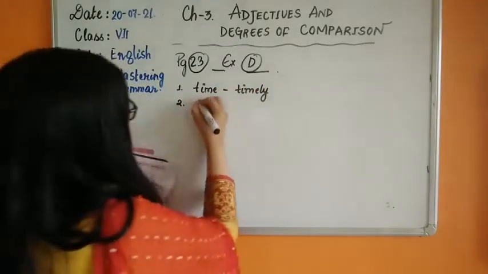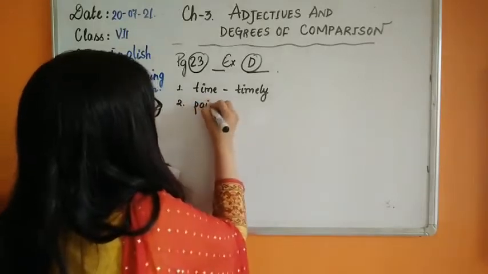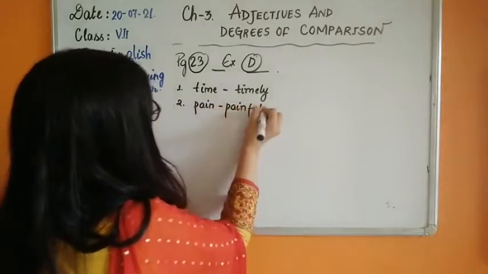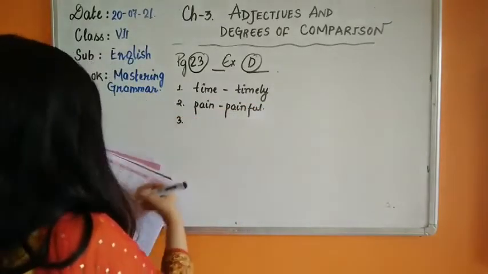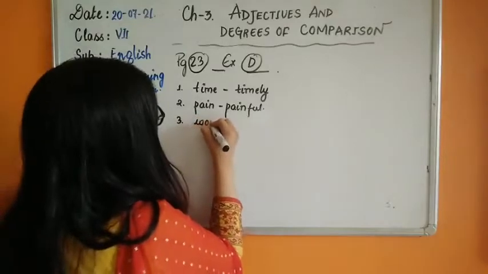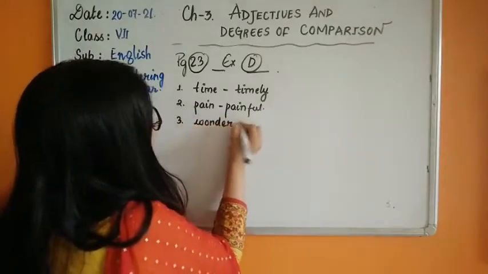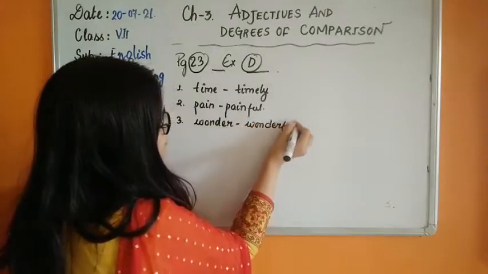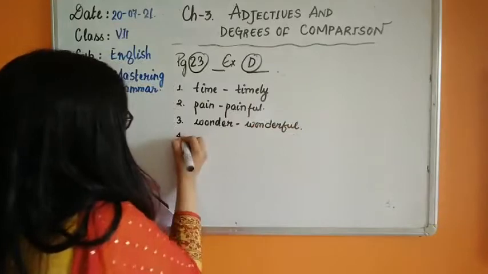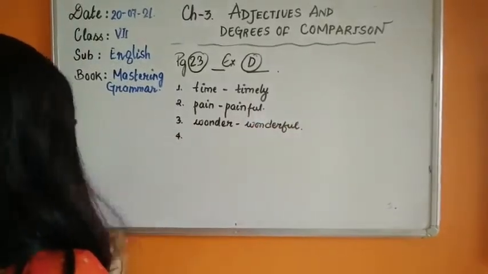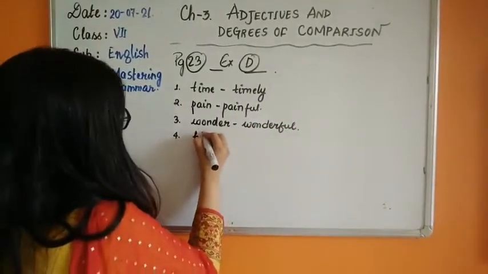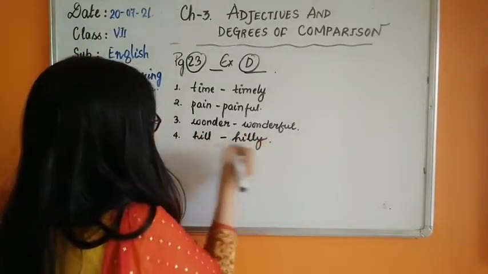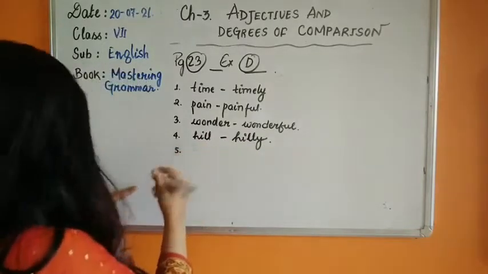Pain. Pain becomes painful. FUL will be added. Number 3. Wonder. Wonder also becomes wonderful with the addition of FUL. Because I told you for adjectives we can add this suffix FUL. Then we have hill. H-I-L-L. So it becomes hilly with the addition of Y. Y can also be added to form adjectives.